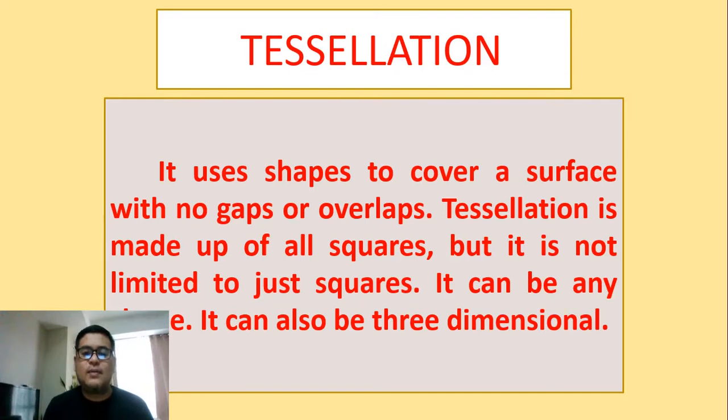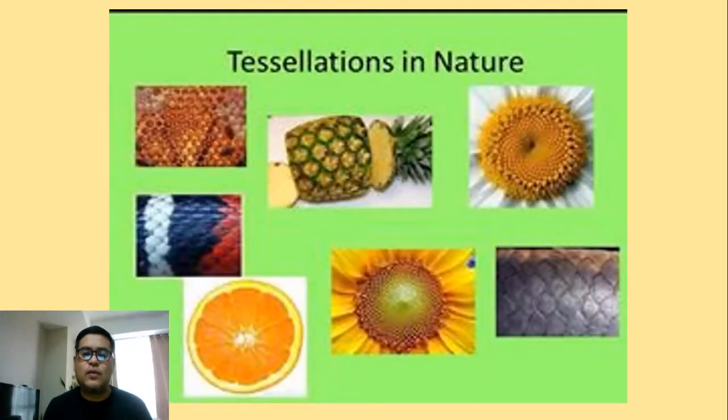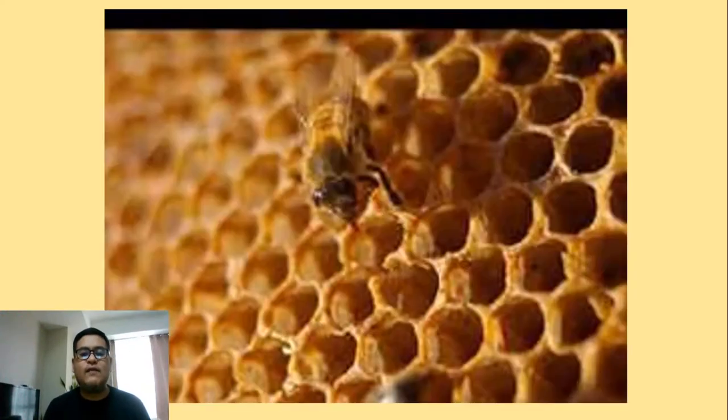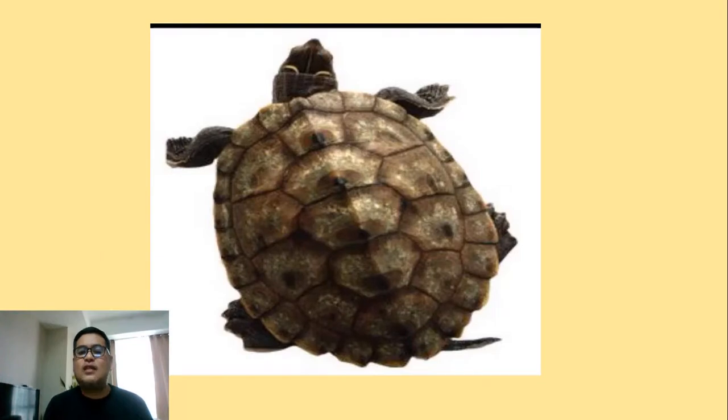Examples of tessellations are these. A very typical example is the honeycomb. The honeycomb is a tessellation in nature. And of course we have this turtle. The back of the turtle also depicts tessellation.